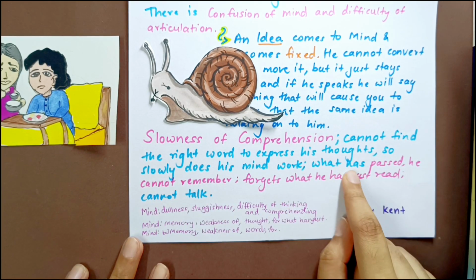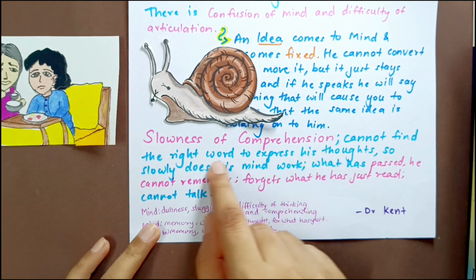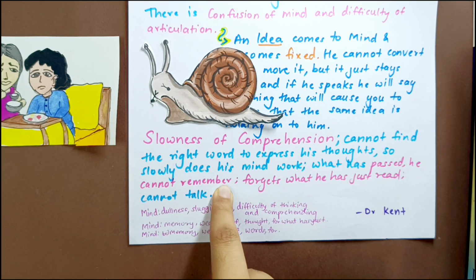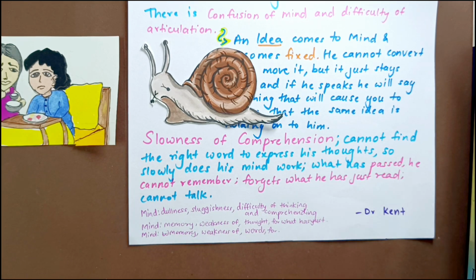What Dr. Kent writes is, he cannot find the right word to express his thoughts. He cannot remember what has just passed. He forgets what he has just read. So how to convert it into a rubric? It is mind memory, weakness of thought for what has just. Mind memory, weakness of words for. In this way you can take the rubrics while you are repertorizing for such a kind of situation.